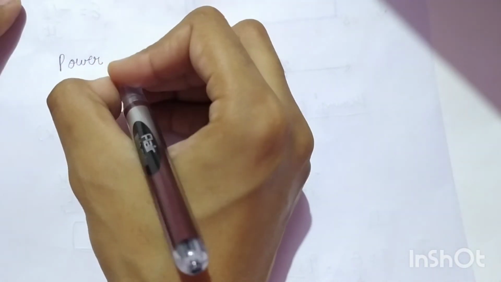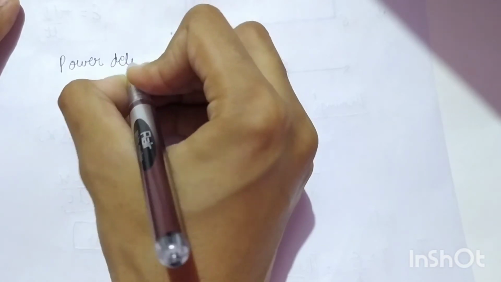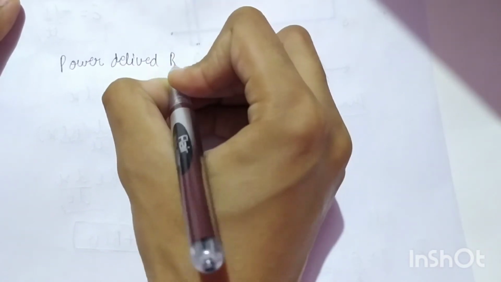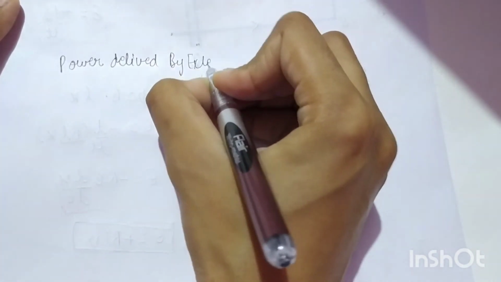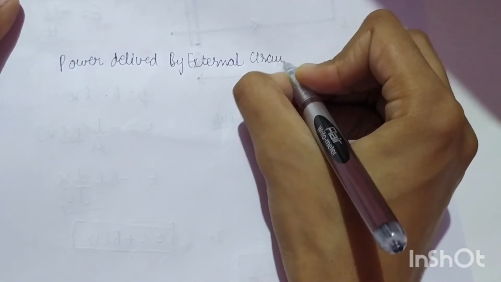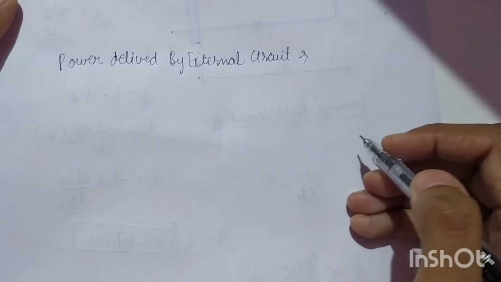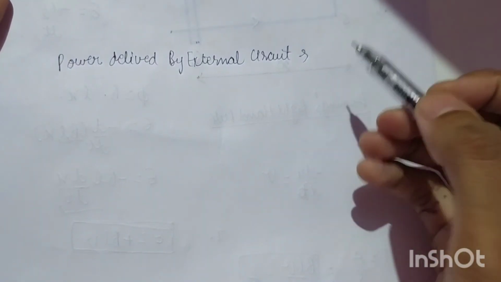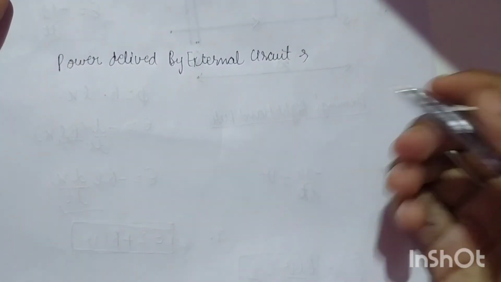Now, what will be the power? That will be the power that is delivered by the external circuit. What is this power? This is the energy that we give to this PQ arm, so that it moves inside.